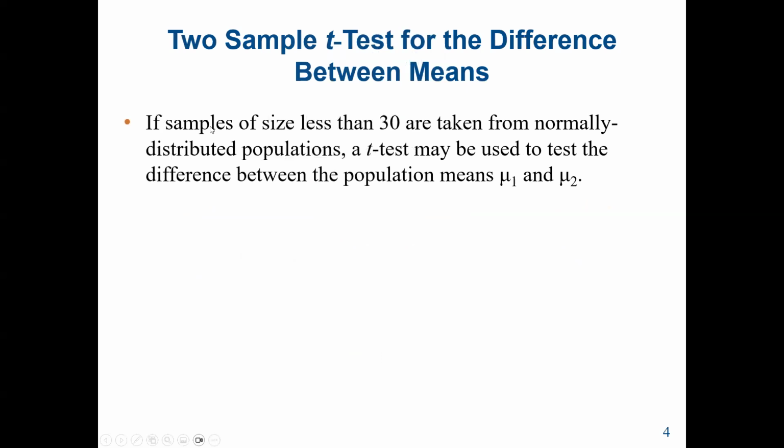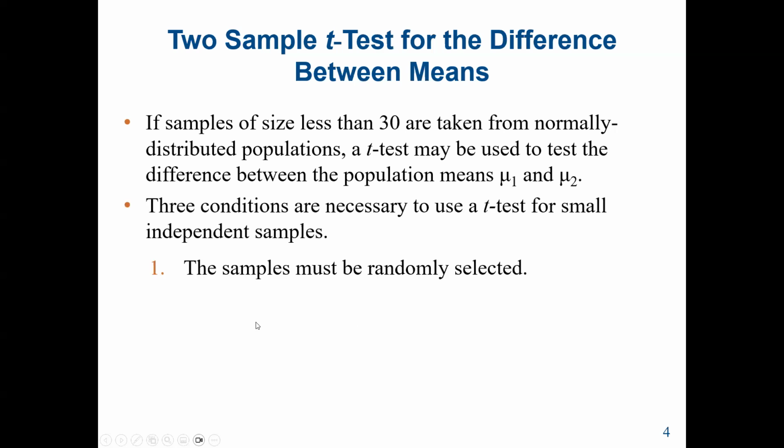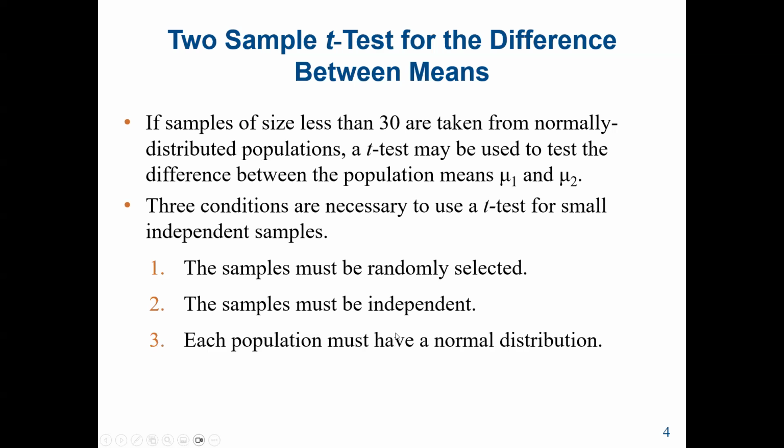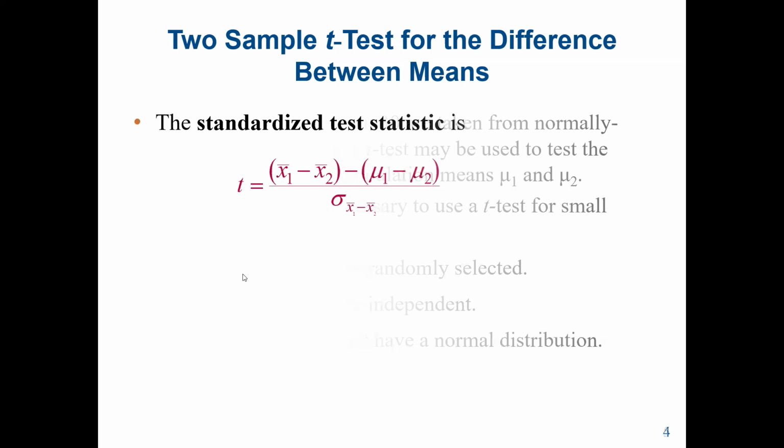As we said, if samples of size less than 30 are taken from a normally distributed population, then a t-test may be used to test the difference between the population means, mu1 and mu2. There are three conditions necessary to use a t-test for small independent samples. First, the samples must be randomly selected. Secondly, the samples must be independent. And thirdly, each population must have a normal distribution.